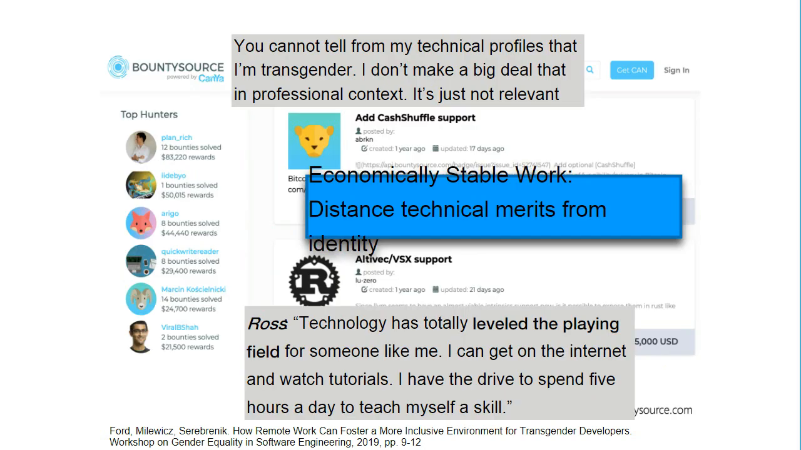The second topic was related to economically stable work. So here we see a platform called Bounty Source, where people might propose bounties, essentially propose tasks. And developers can pick those software development tasks and earn money. The fact that this topic has emerged is not so surprising, since we know that transgender Americans specifically tend to experience higher levels of unemployment, poverty, and homelessness than their cisgender, meaning non-transgender, peers. So the topic of economically stable work is extremely important.